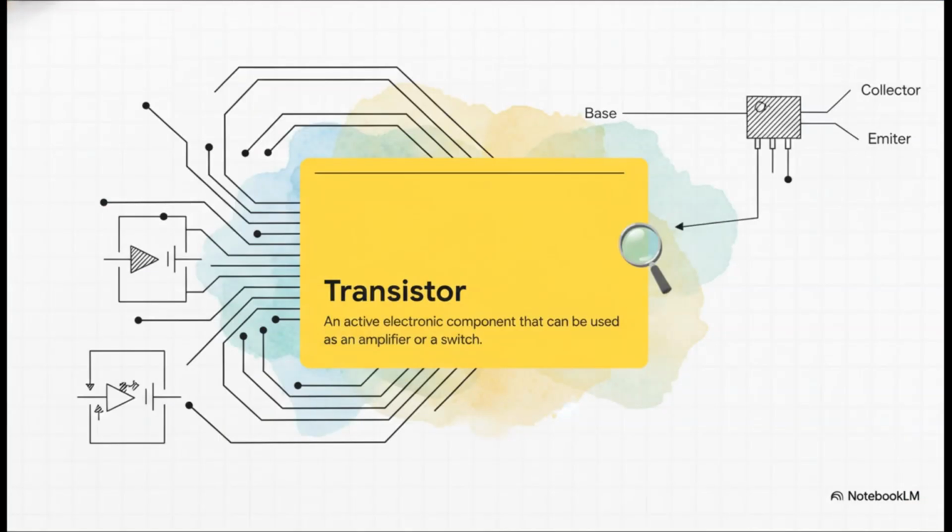Okay, so the official definition says a transistor is an active electronic component. Now, that word active is super important. See, unlike a resistor that just sits there and resists current, a transistor actually does something with the electricity it gets. It's got three little legs or connections that let it control the flow of power: a small input, a big current source, and an output.